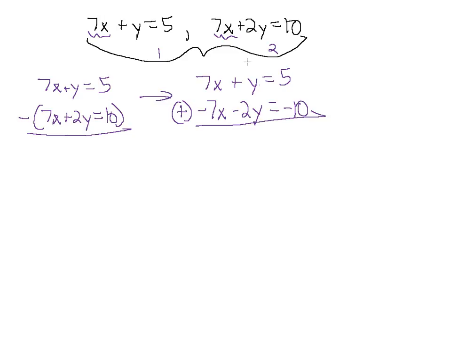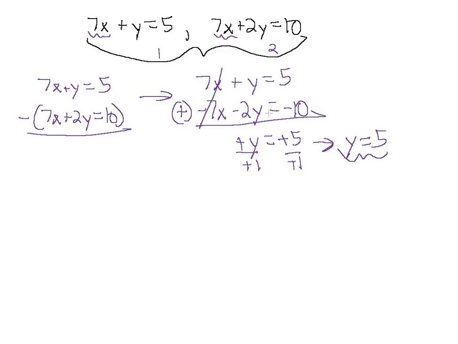All right, now we can go ahead and add down the columns. Those two terms will cancel. 1 minus 2 is a minus 1, or just minus y. 5 minus 10 is a minus 5. We can go ahead and divide both sides by a minus 1, canceling these negative signs, which gives us y equals 5. We have a value for one of our variables, and like solving any other linear system, we can plug that back into either of our equations to find the other value, the x value.